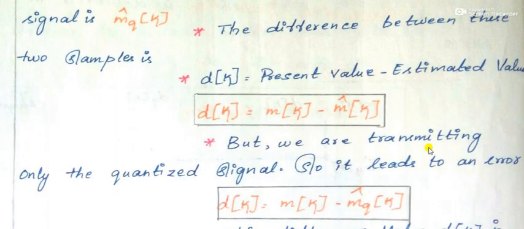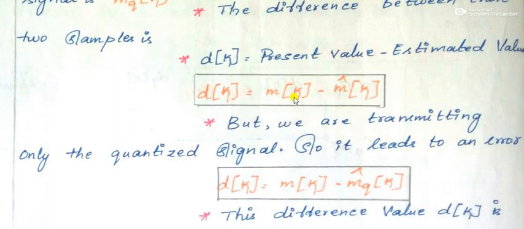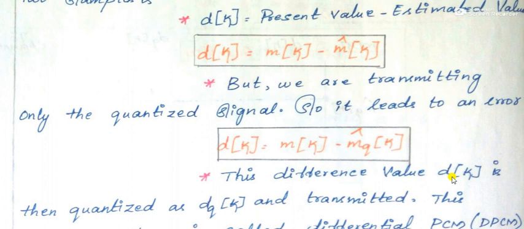And next, the difference between the present sample value and the estimated value. That is the difference between the present sample value m of k and the estimated sample value, m of k cap. And third one, we are going to find the difference between the present sample value and the estimate of the quantized signal. mq of k is nothing but the estimate of the quantized signal. So this is the ultimate aim: we find the difference between the present sample and the estimate of the quantized signal or sample.